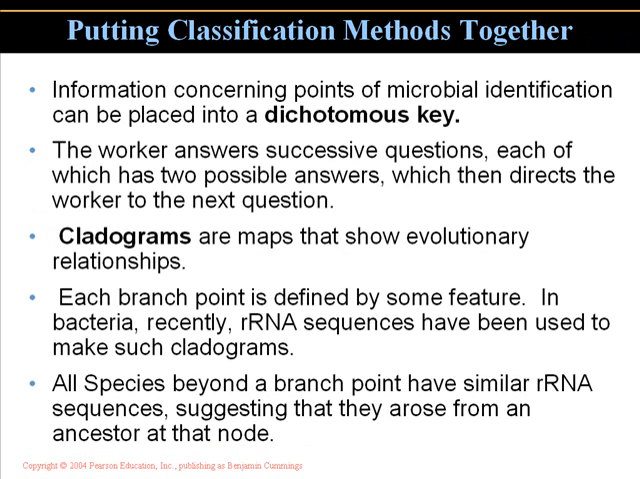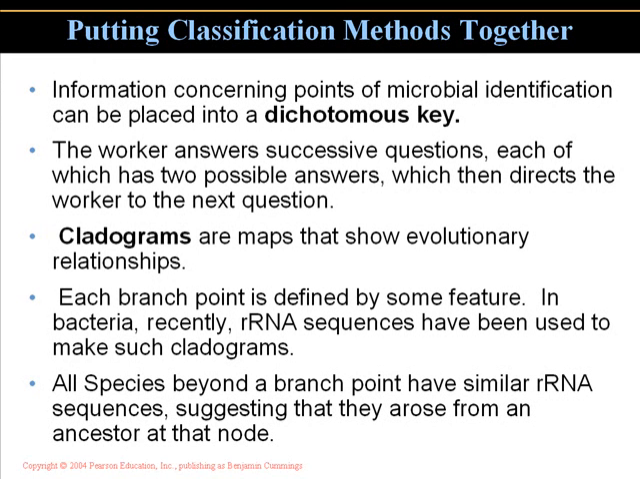Now, you should know the definition of dichotomous key. Information considering points of microbial identification is basically placed into a dichotomous key. The workers will answer a successive number of questions which will help to direct the individual to the next step. This information is also kept in formats referred to as cladograms, which are basically maps that demonstrate evolutionary relationships between various microorganisms and how they evolved.